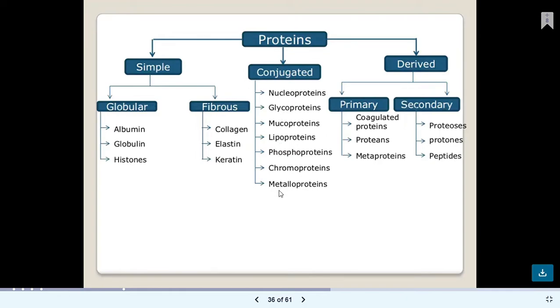From the words itself, you can make it out what it means. And derived, you have both, as I said, primary and secondary metabolites. These are the examples.